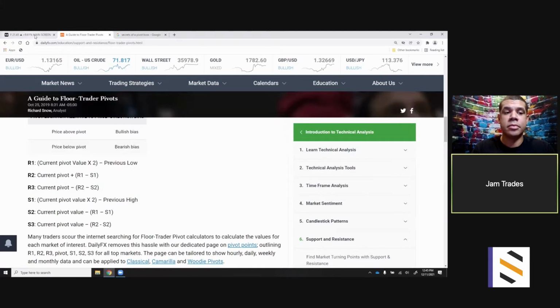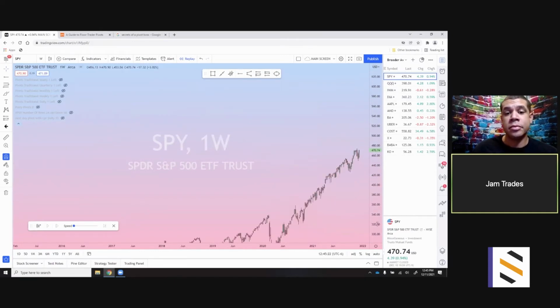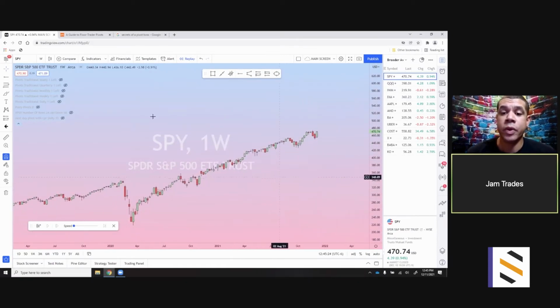So, what does this look like on a chart? So let's just look at the SPY. We'll go to the weekly chart of the SPY. And so we can see basically the whole past year. And so I use TradingView.